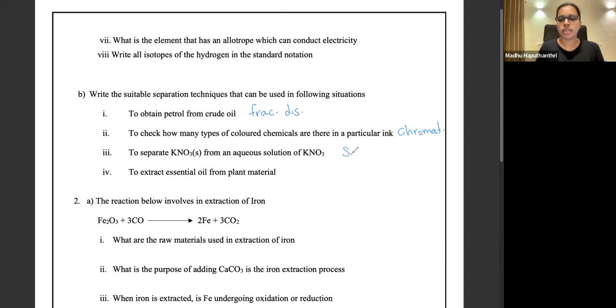So simple distillation, you can take vaporization to extract essential oil from plant materials. Right. That is steam distillation. Essential oil is not miscible in water. Essential oil is immiscible in water. They are layering out. Right.